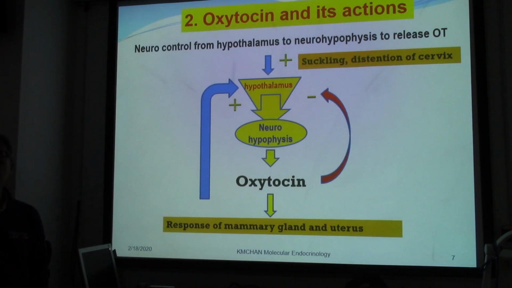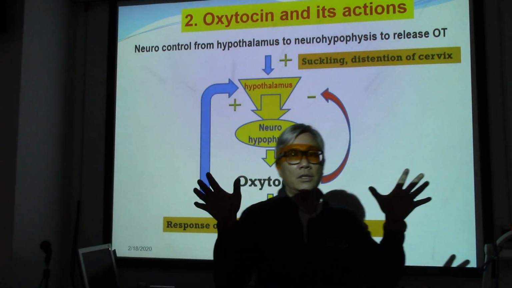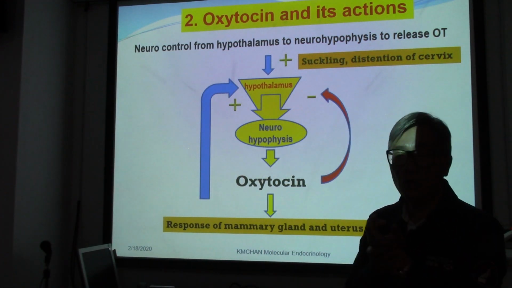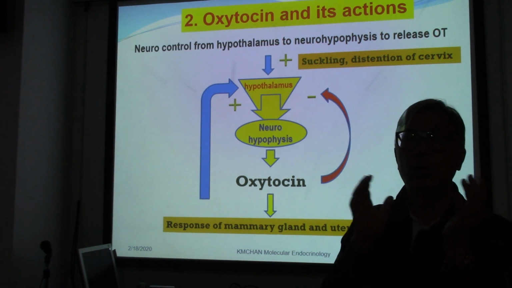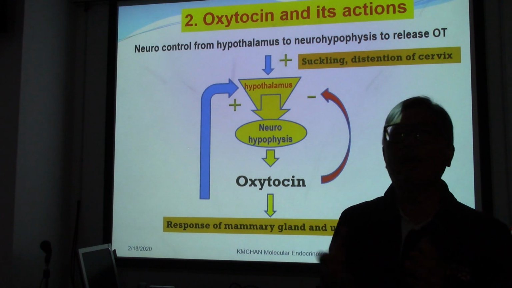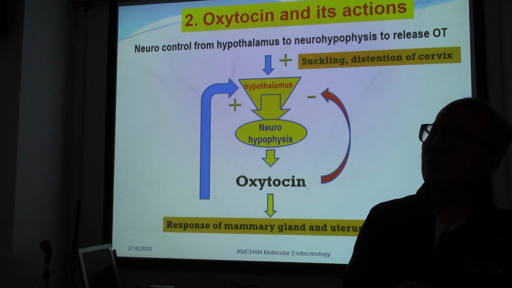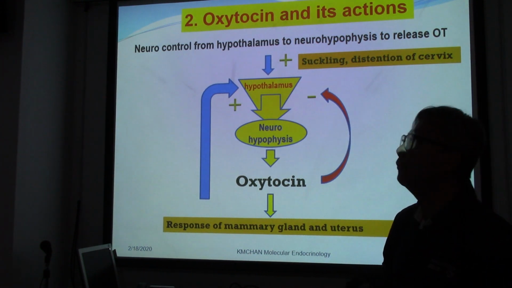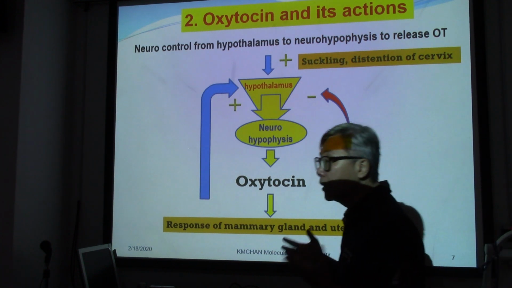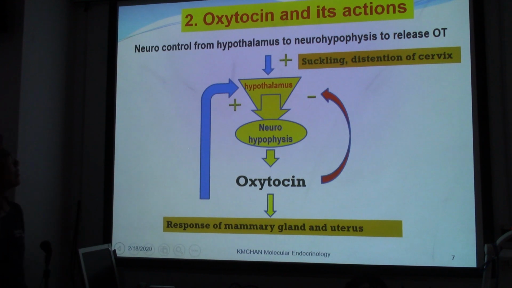Okay, now we move on to the actions of oxytocin. So oxytocin in Chinese is called 催乳素, or sorry, it should be 催产素. Okay, 催乳素 is prolactin, so don't mix them up. In this case, oxytocin, 催产素, would also promote the secretion or release of milk. So sometimes the Chinese name could be confusing.